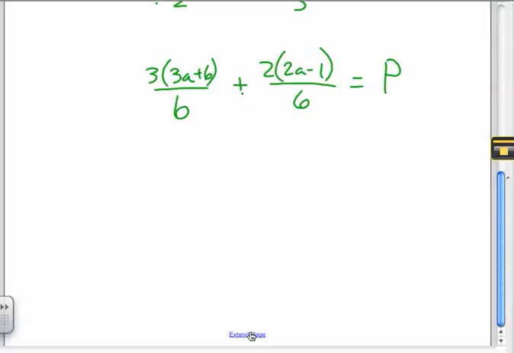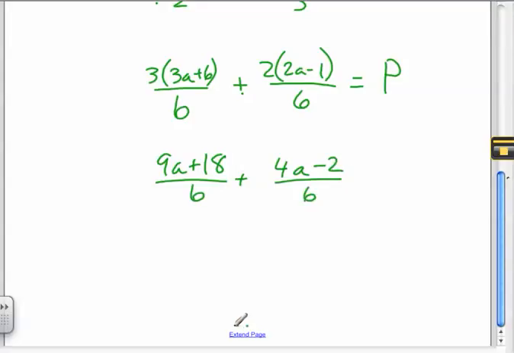Okay? Now, let's go ahead and we can distribute in now, or we can do it after we put them together. I'm just going to do it right now. So I'm going to get 9a plus 18 over 6 plus 4a minus 2 over 6. Oh, do I want to cancel right now, Will? I mean, do I want to factor out and cancel? No, that would be counterproductive. I'm trying to get the same denominator, right? If I canceled, I wouldn't have the same denominator.